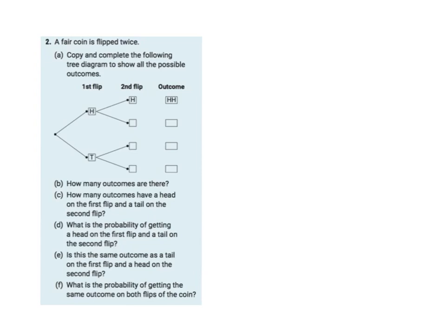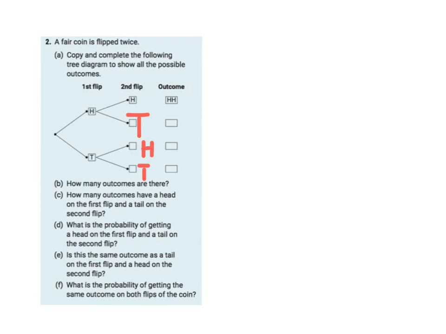Now for the second flip, just say they flip head on the first flip. For the second flip, they're either going to flip a head or a tail. And similarly, if they flipped a tail for the first flip, for the second flip, they're either going to flip a head or a tail. Okay, so now we have all our second flip outcomes done. So we need to just combine our outcomes.